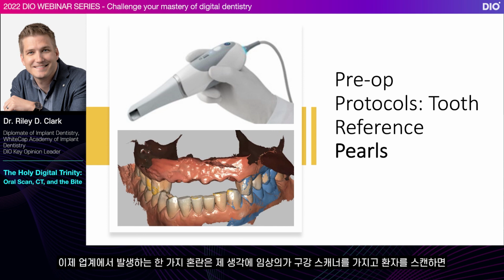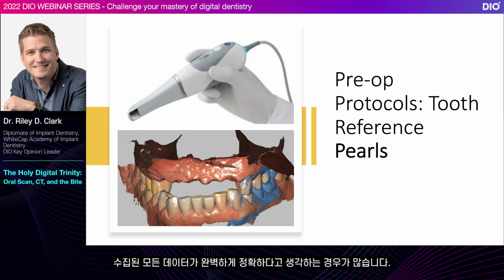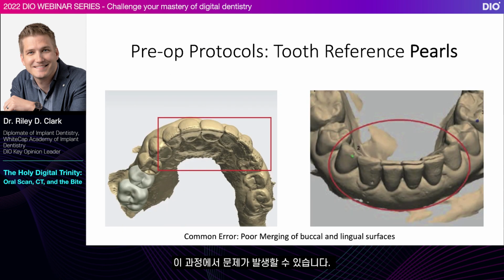Now, one confusion that is out in the industry, in my opinion, is that clinicians often think that if I take my intraoral scanner and scan the patient, whatever data is collected is perfectly accurate. I would disagree. There can be problems that occur. For example, in the images you're seeing here, the buccal and lingual contours of the teeth were not properly aligned, and you can see that when you zoom in on the incisal edge. Do you see that difference between the buccal and the lingual contour? Those differences were not merged properly, and that's actually an inaccurate data set.